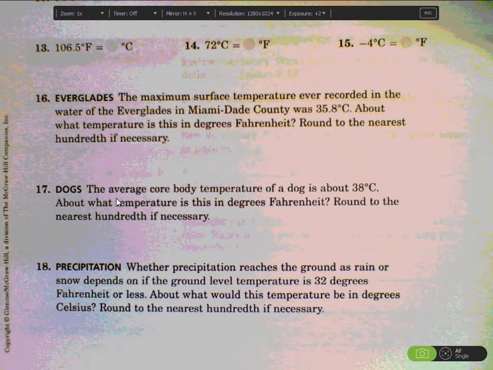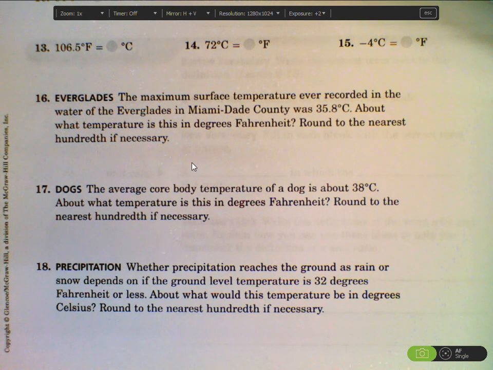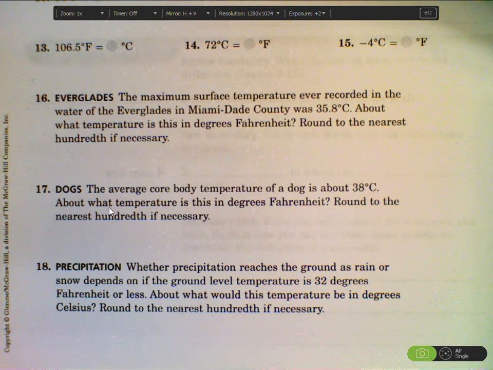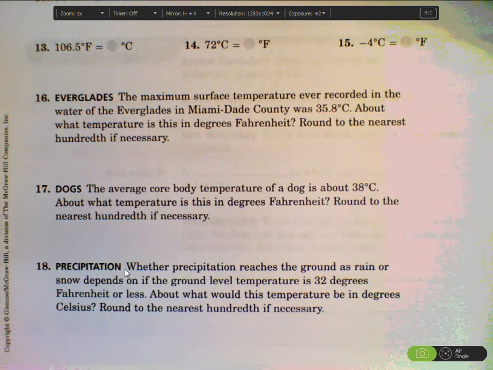The average core body temperature of a dog is about 38 degrees Celsius. About what temperature is this in degrees Fahrenheit? Round to the nearest hundredth if necessary.